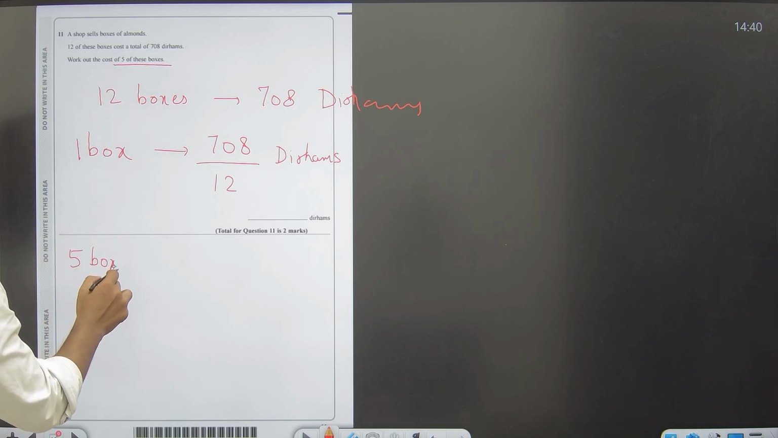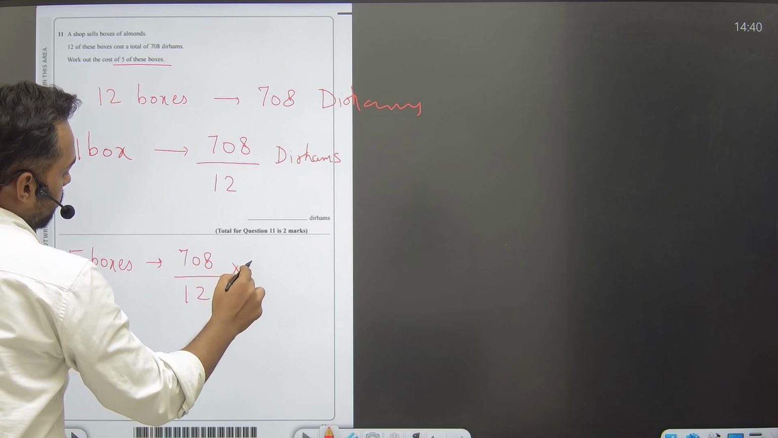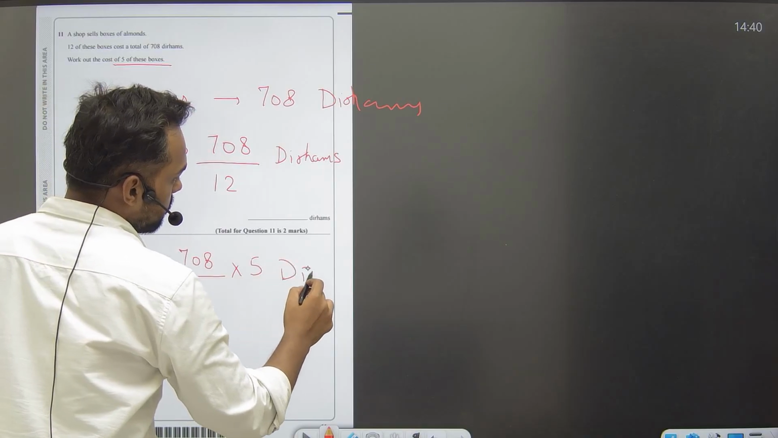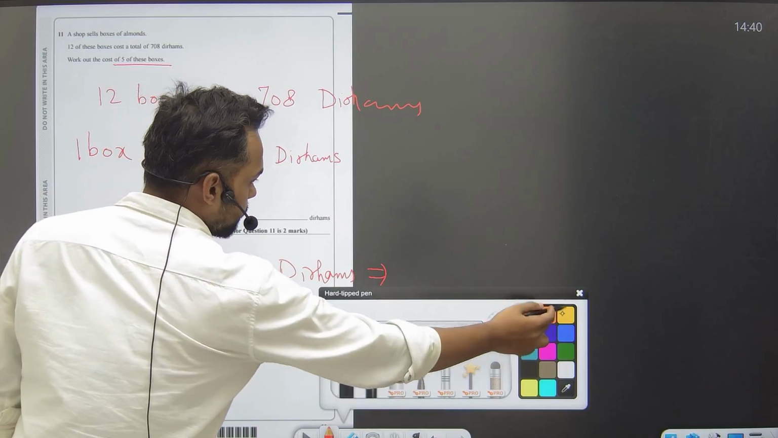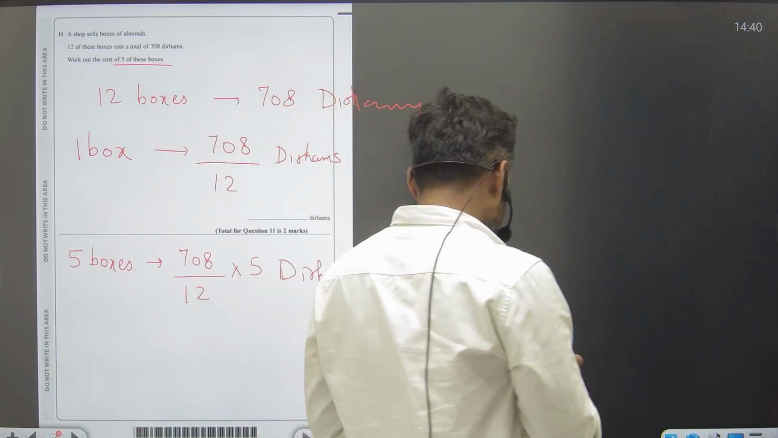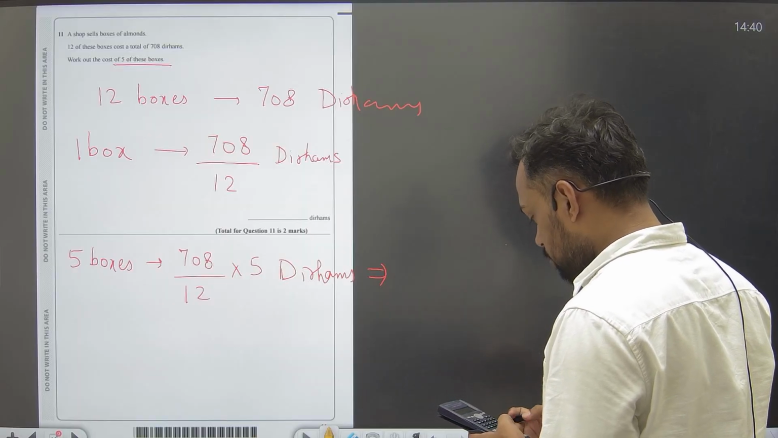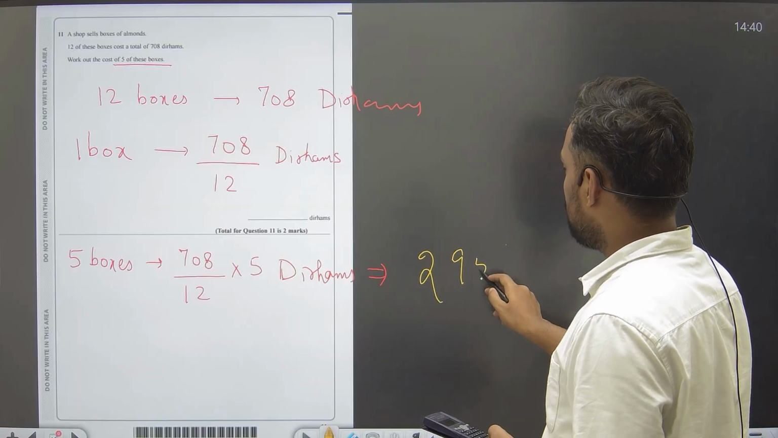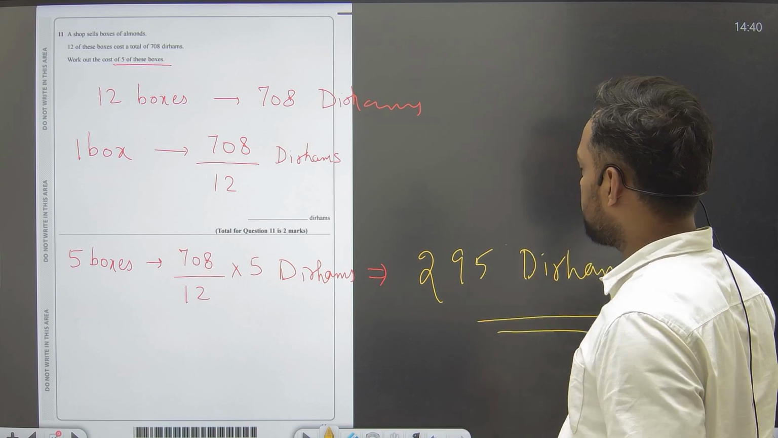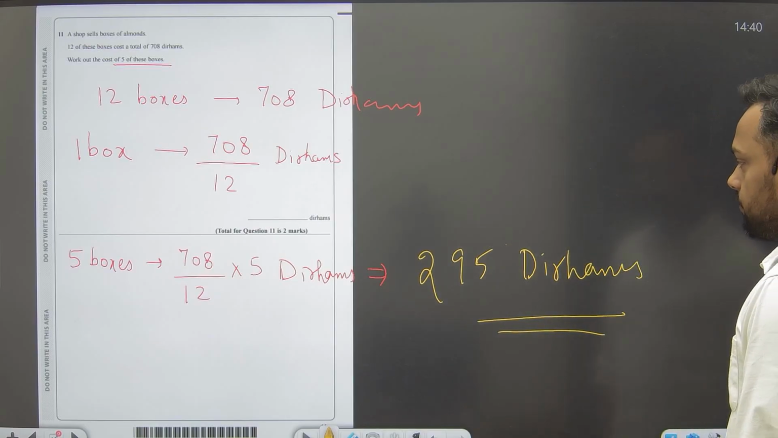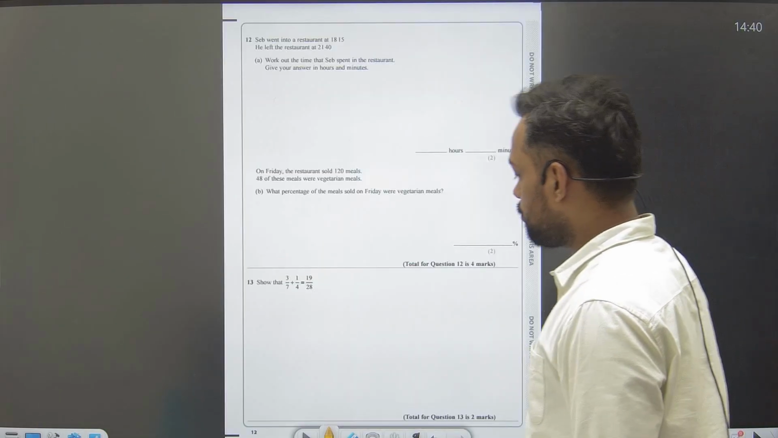5 boxes, 708 by 12 cross of 5 dirhams will be the solution. We have just applied the unitary method. So 708 cross of 5 divided by 12 will be equal to 295. 295 dirhams will be the cost of 5 boxes. 295. Next question.